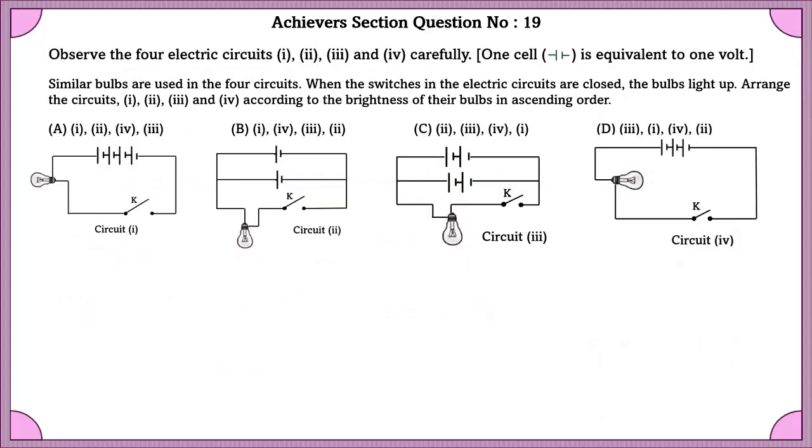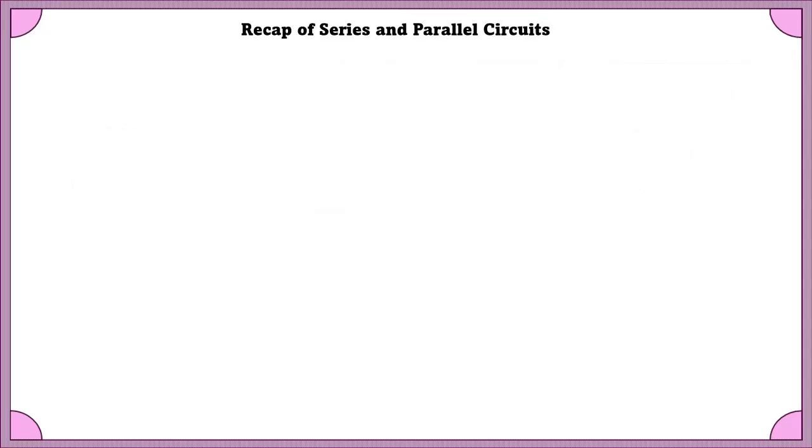Achiever section question number 19. Observe the 4 electrical circuits. Similar bulbs are used in the 4th circuit. When the switches in the electrical circuit are closed, the bulbs light up. Arrange the circuits according to the brightness of their bulbs in ascending order. First, let us look at a recap of series and parallel circuits before we move on to the question.